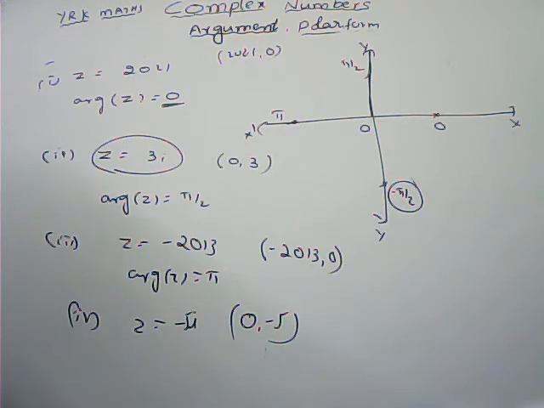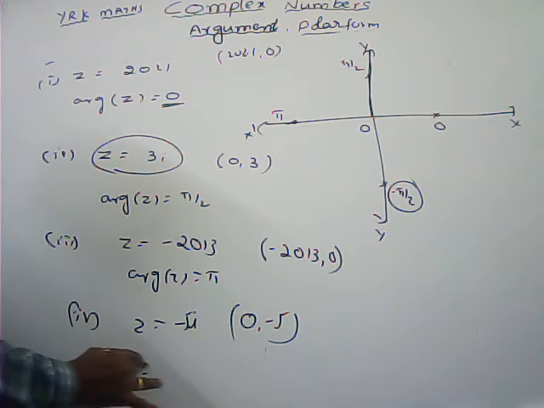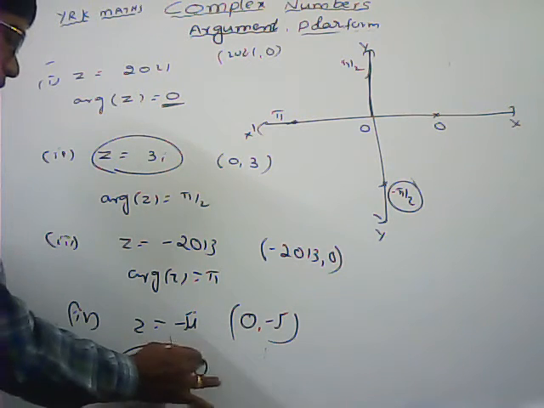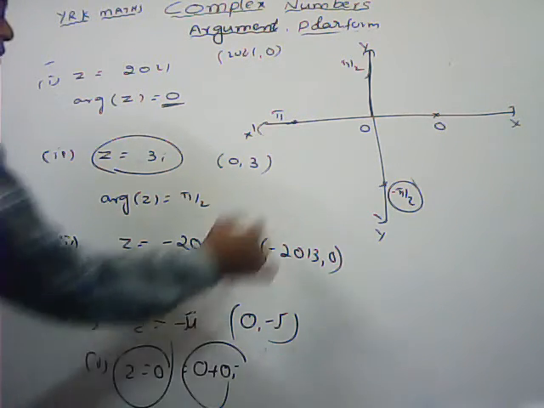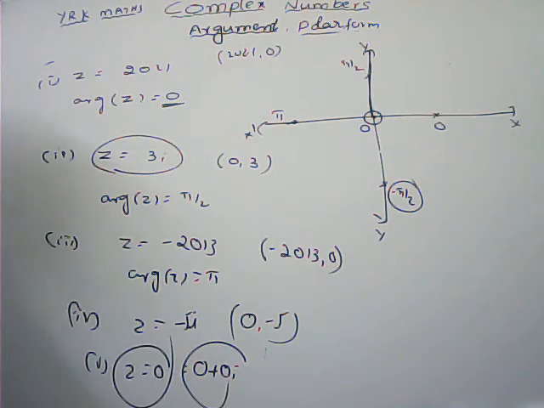Quadrant wise completed and axis wise also completed. For example, if I give z is equal to 0, we can write 0 plus 0i. The argument of the origin is not defined. Other than the origin, we can find the argument of any point in the coordinate plane.